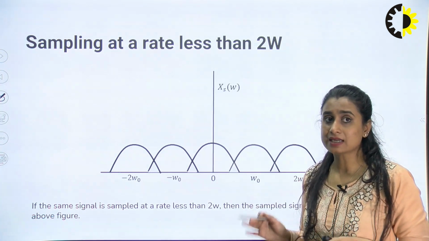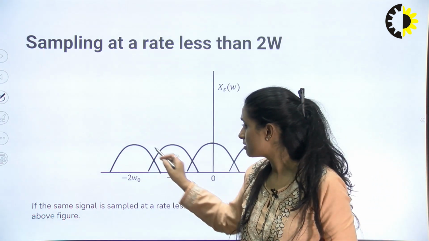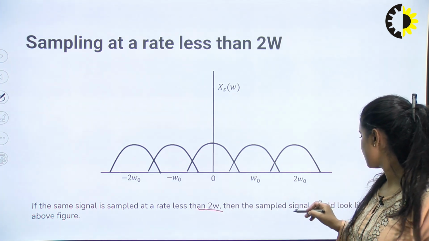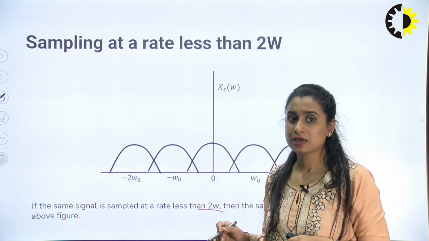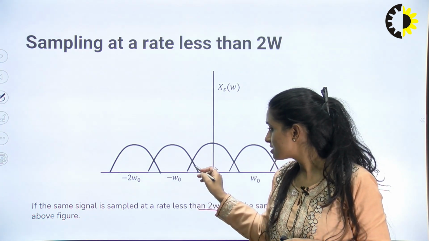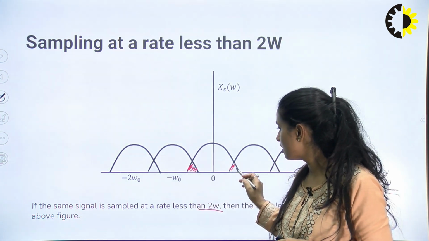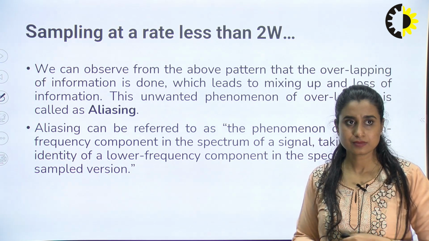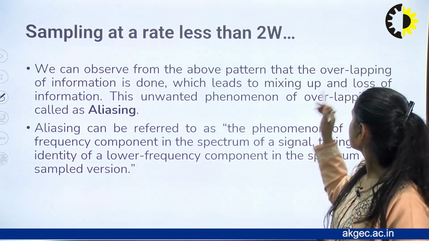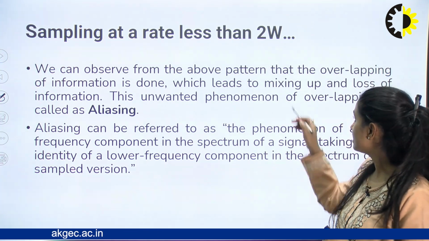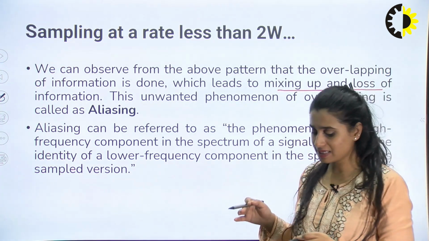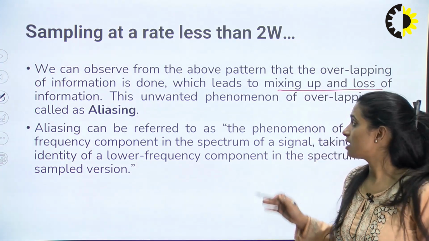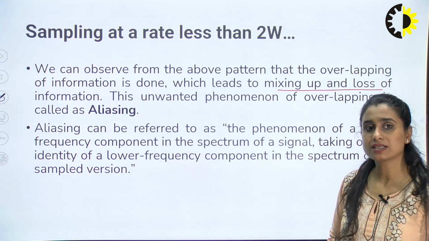If I sample it at a rate less than 2W, what will happen? Overlapping. If the signal is sampled at a rate less than 2W, then the sampled signal will look like this. What is this? My high frequency signal is somehow taking the identity of my low frequency signal, and this effect is called aliasing. We can observe from the above pattern that overlapping of information is done, which leads to mixing up, and some information is lost at the time of recovering or reconstructing. This unwanted phenomenon of overlapping is called aliasing.